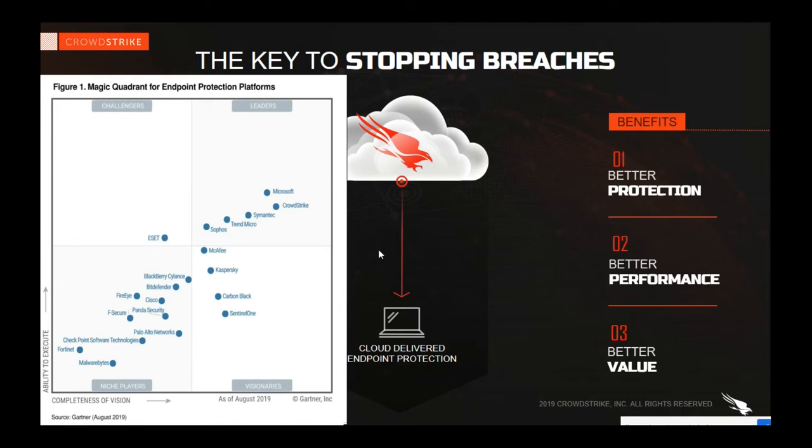Some of the quick benefits: we provide better protection. How do we do that? We use the latest technologies and mechanisms like machine learning, artificial intelligence, and behavioral analytics to do the detection. Our solution is completely cloud delivered, so there is no on-premise agent that needs to be installed and no on-premise management. Everything is managed from the cloud console, and you only need the sensor running on the endpoints. This way we provide better value and maintain better performance because we have the lightest agent available in the market.